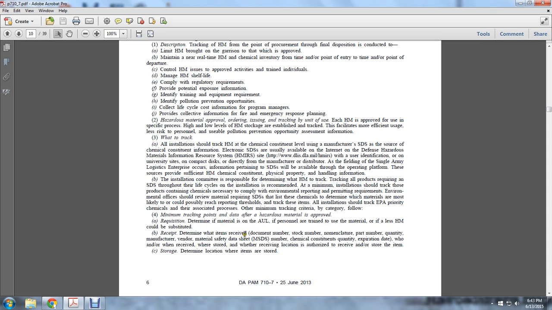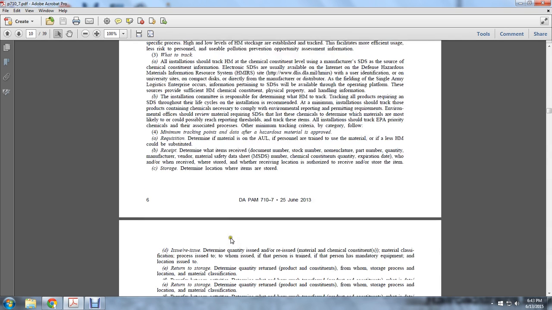The receipt determines the items received: the documentation number, stock number, nomenclature, part number, quantity, manufacturer, vendor, material safety data sheet number, chemical constituent quantity, expiration date, when and who received, when stored, and whether the receiving location is authorized to receive or store the item. Stored is the determined location where items are to be stored.